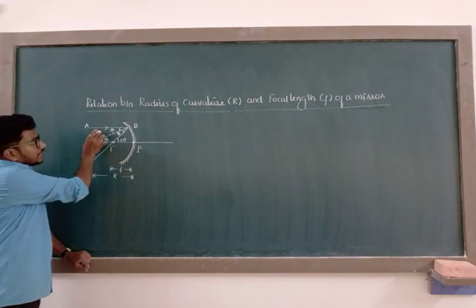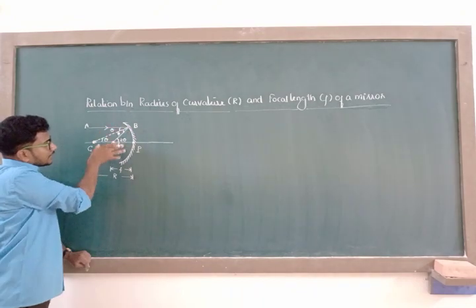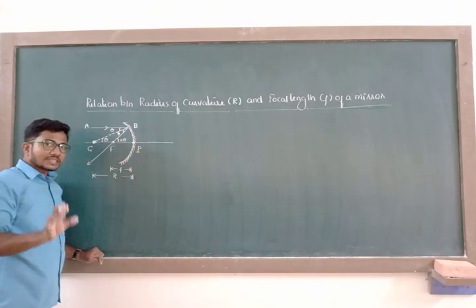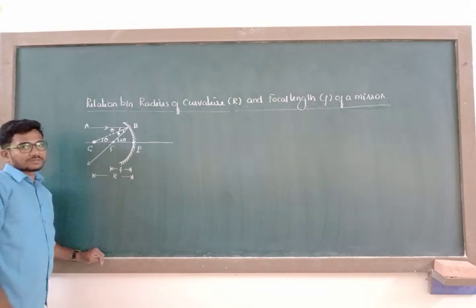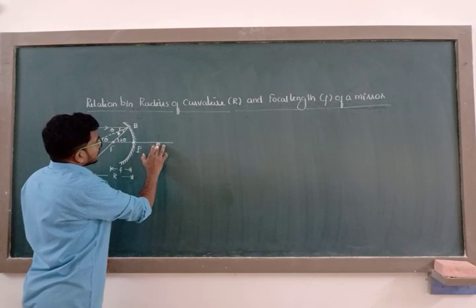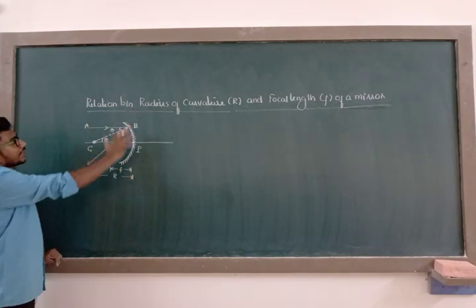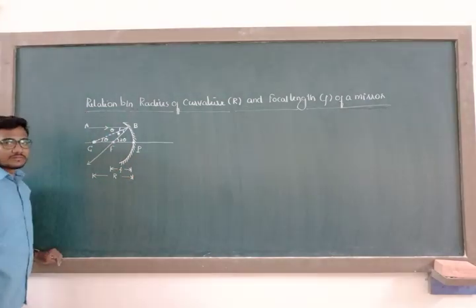So here AB is incident light ray, it is parallel to the principal axis and also close to the principal axis. Try to understand this concept. And a brief explanation about this diagram.